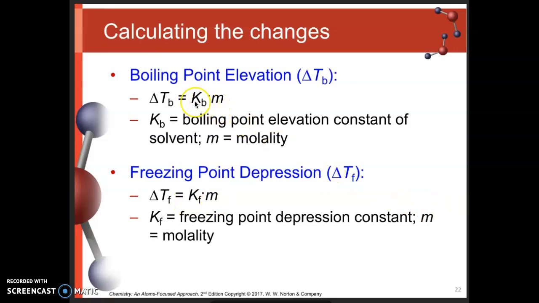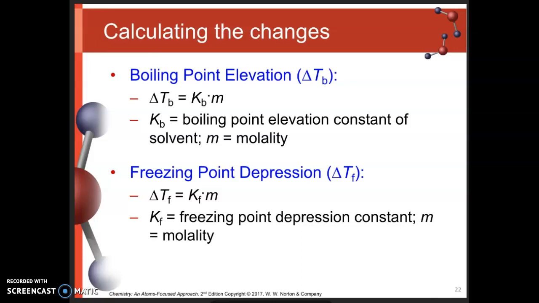The boiling point elevation is represented by Kb, which is the boiling point elevation constant for the solvent, and every solvent has its own Kb value, and m, the molality. So how concentrated is the solution? How much solute is in there? And the freezing point depression equation is the same: Kf, the freezing point depression constant, which is solvent dependent, and every solvent has its own unique Kf value, and the molality.